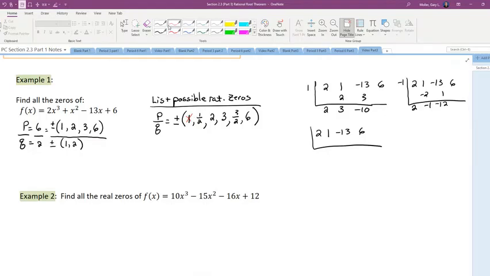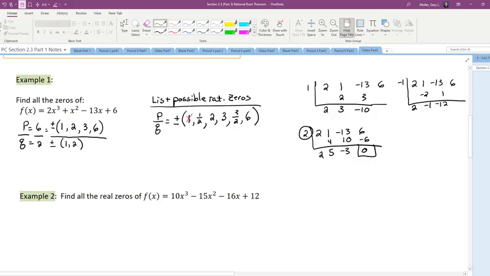I'm going to stick with whole numbers right now. So I'm going to do 2. 2 times 2 is 4. I get 5. I get 10. I get negative 3. I get negative 6. I get 0. Pretty darn happy right now. 2 is one of my zeros. Find all the zeros. One of them is 2.